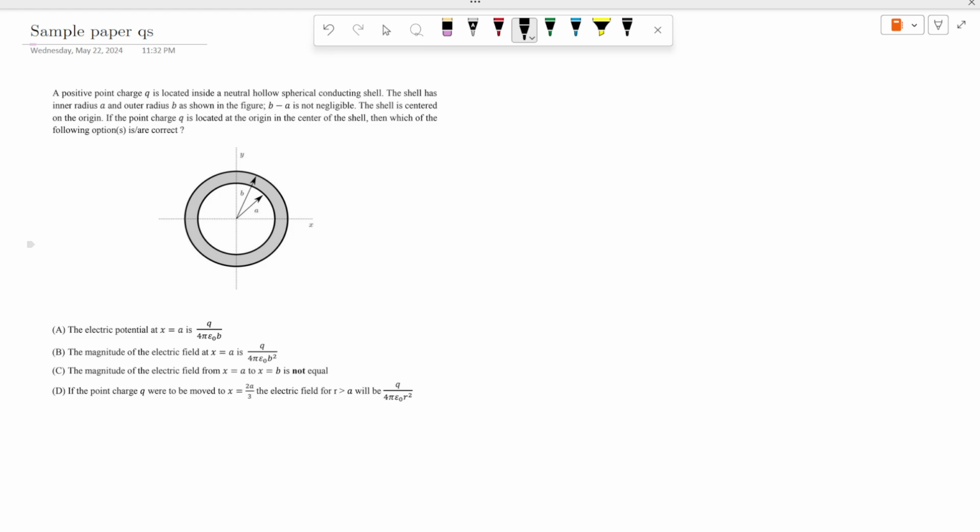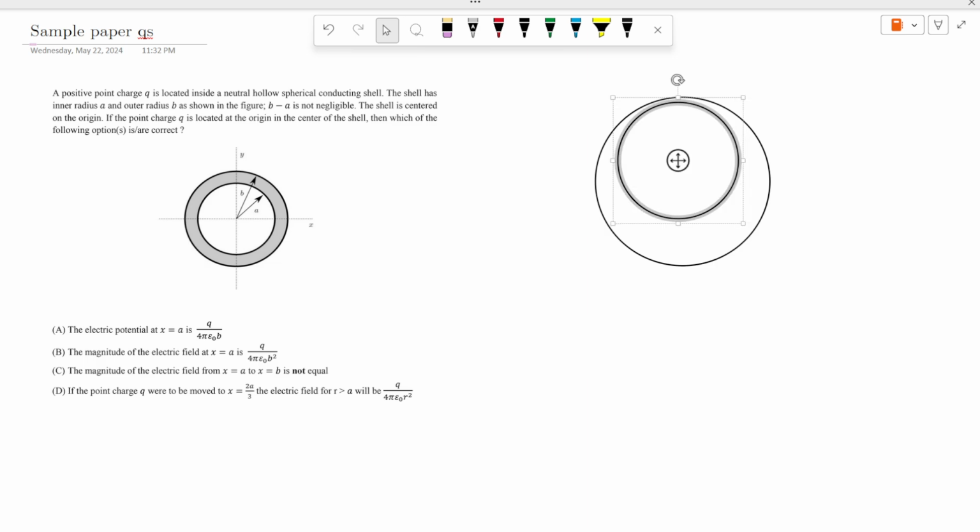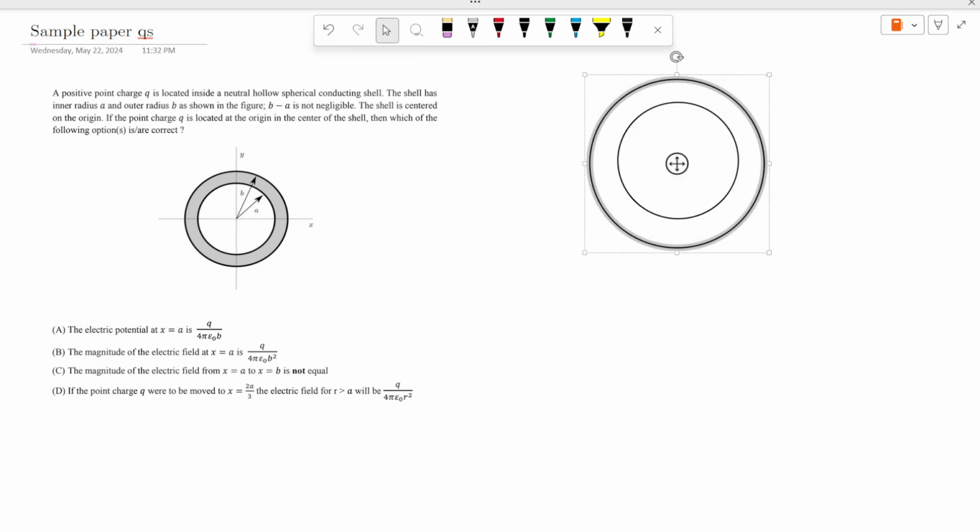So a positive point charge Q is located inside a neutral hollow conducting spherical shell. The shell has inner radius A and outer radius B, and as shown in the figure, B minus A is not negligible, so we cannot consider it a thin shell, because this thickness matters in this case, right? This is B, this is A.